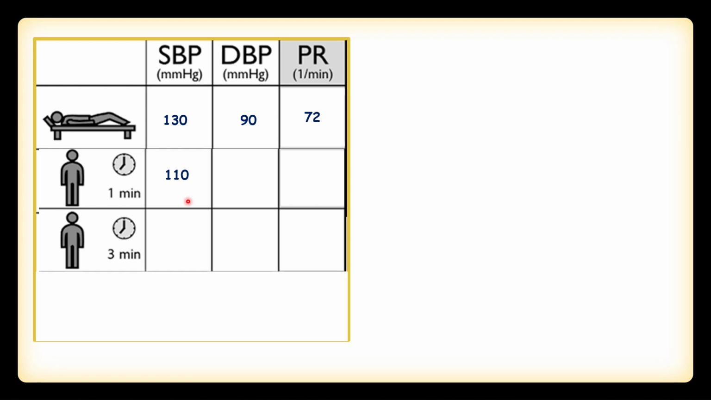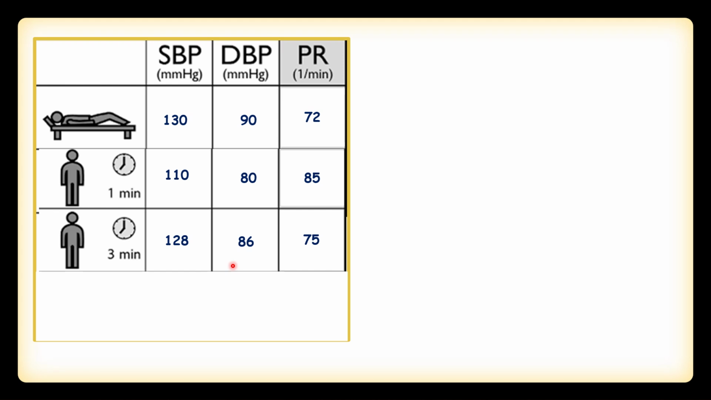If we see, the systolic BP is 110 and diastolic is 80 and the heart rate is 85. So from this we know that within 1 minute of immediate standing, the blood pressure falls and the heart rate increases. In the same subject, after 3 minutes, if you record the BP, it is 128 systolic and 86 diastolic, and the pulse rate is 75. So it is clear from this that after 3 minutes, the BP returns to the normal value.